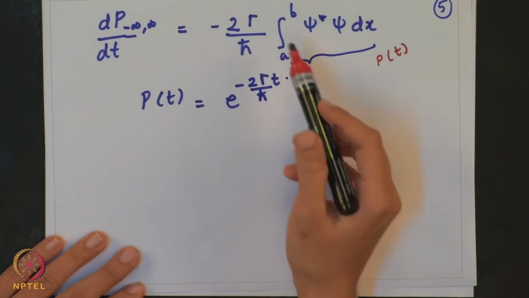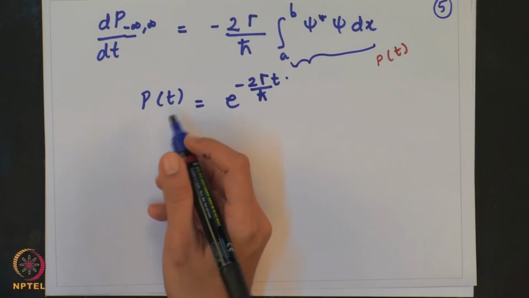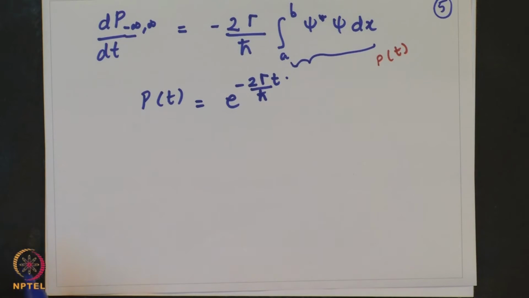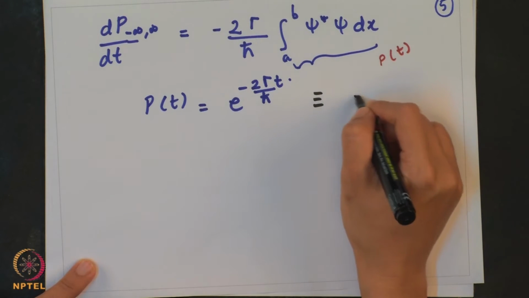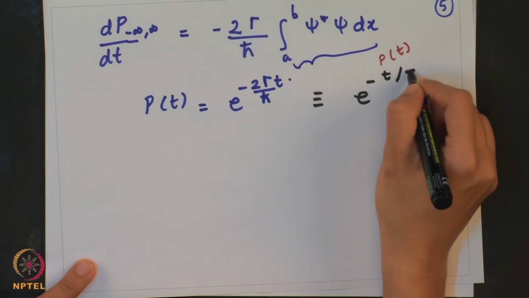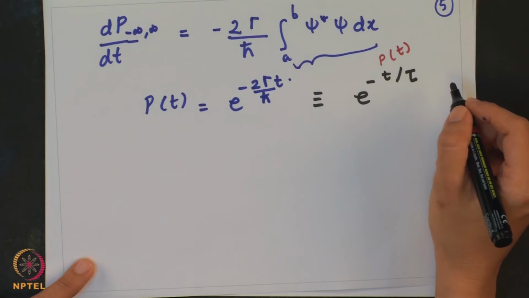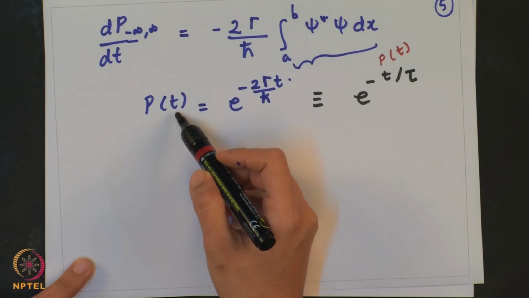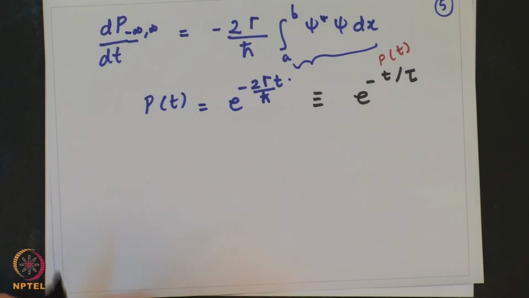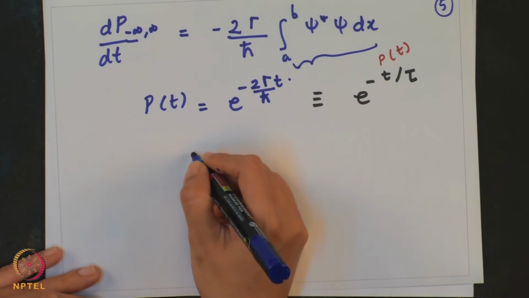So, you have dp by dt minus 2 gamma by h cross p of t. So, what we obtain is this expression. Now you compare this with what is given to us. What is given to us is e raised to minus t upon tau. So, the probability at time t will be given by this, from minus infinity to plus infinity, and so you can actually write the relation between gamma and tau.